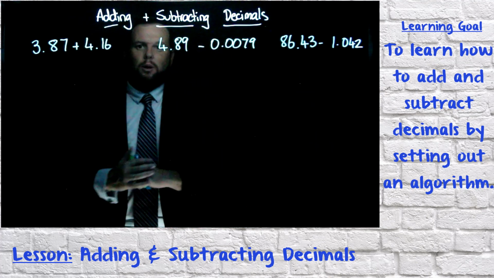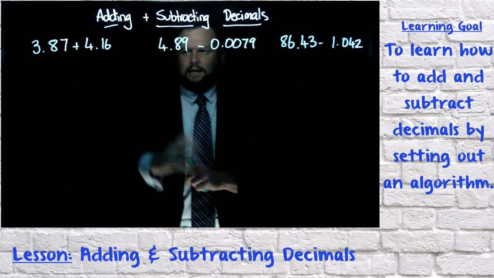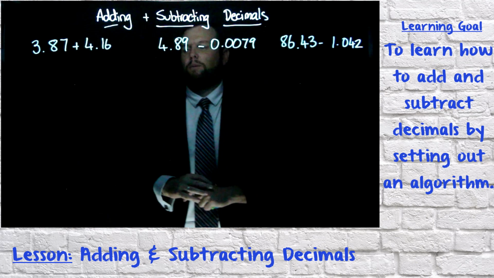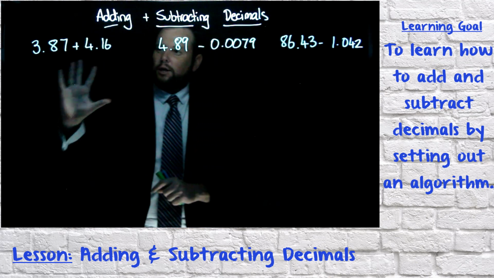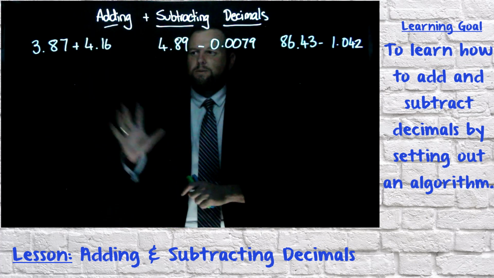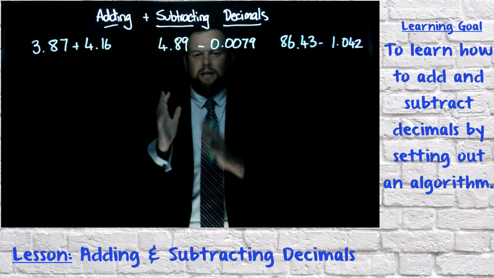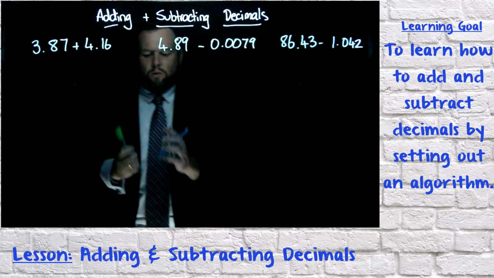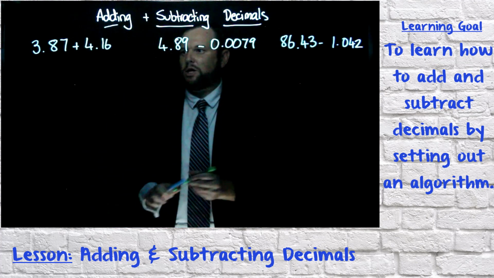So the same thing applies for when we do decimals. We have one set of rules for adding and subtracting, and then it's completely different for multiplying and dividing. So today we're looking at adding and subtracting. Now, adding and subtracting decimals is incredibly easy. It's all about setting up your algorithm properly, and our algorithm is how we set out our question.